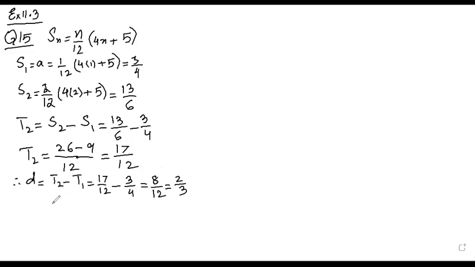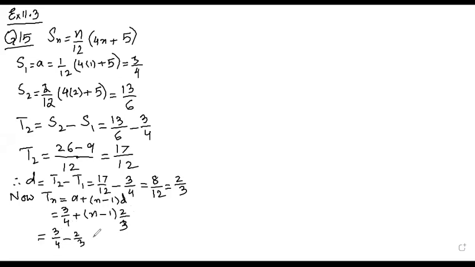Okay, so now we can find Tn, because Tn is equal to A plus n minus 1 into D. So will be equal to A is 3 upon 4 plus n minus 1 into 2 upon 3, which is D, is equal to 3 upon 4 minus 2 upon 3 plus 2 upon 3n.